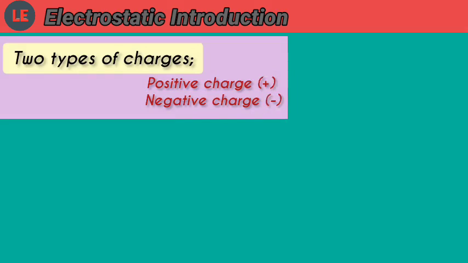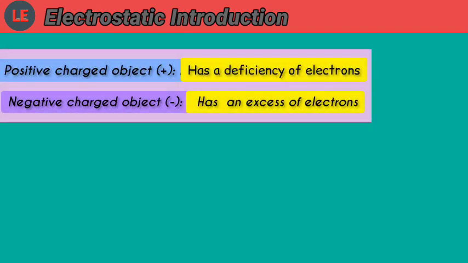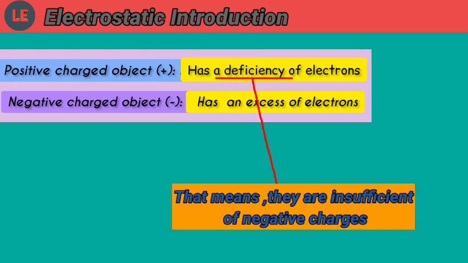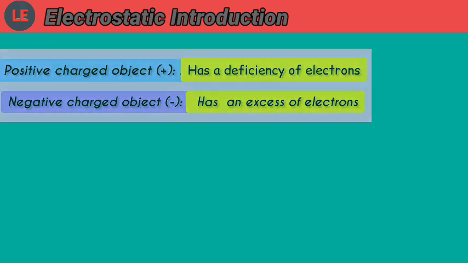Let us talk about a positively charged object. If we say that the object is positively charged, it doesn't mean that there are no negative charges in this object. The fact is that the number of positive charges is greater than the number of negative charges.